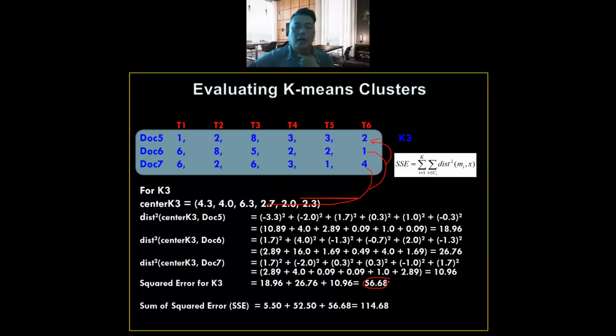So the total sum square error will be the sum square error for K1, K2, and K3. So we add up all of them together. Okay. So the sum square error is this one. So this value, the smaller they are, the better is your cluster, because smaller value indicates you have a very compact cluster. So we can use sum square error in order to tell how good is the quality of your cluster. Okay.